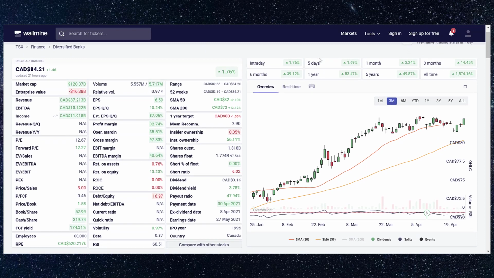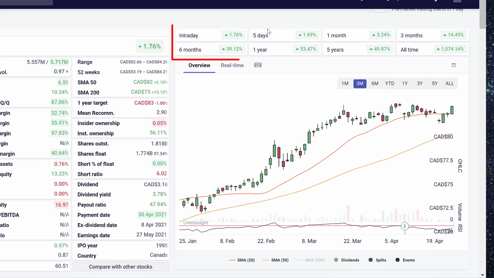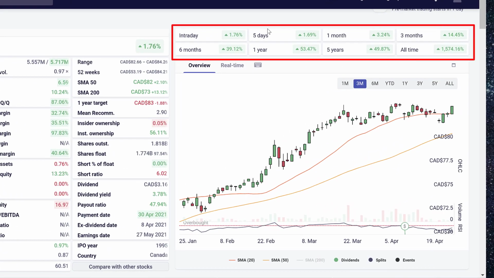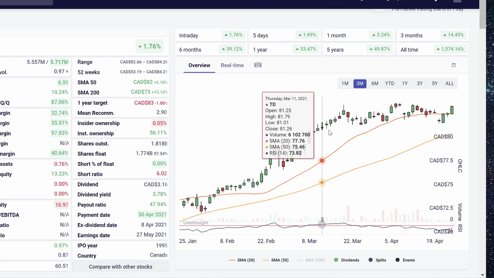Right at the top here, you have one of my favorite features of Wallmine. You can see the performance of the stock or company that you're researching in one place over different time frames. So you can see the 1 day performance, 5 day, 1 month, 3 months, 6 months, 1 year, 5 years, and all time. You can get a really nice snapshot all at once of how this company has been doing over these different time frames, to see if they've been consistently growing, whether they're currently in a dip, and those kinds of things, to really analyze how the stock's been doing if you're trying to invest short term, long term, whatever it may be. And then again, you have a nice little chart here that shows some candlesticks.